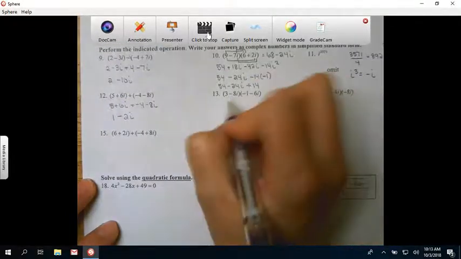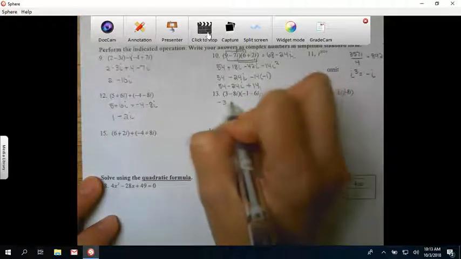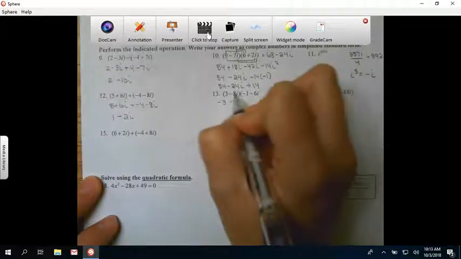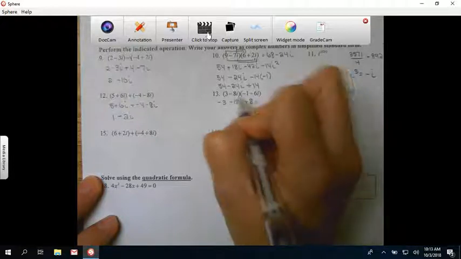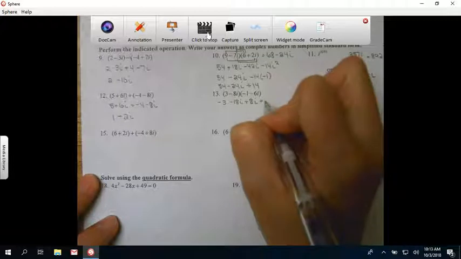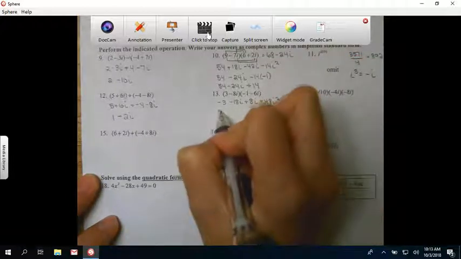Again, I'm multiplying, so I need to FOIL. So 3 times -1 is going to give me a -3. 3 times a -6 is going to give me a -18i. -8i times -1 is going to give me a positive 8i. And then -8i times a -6i is going to give me a positive 48i squared.